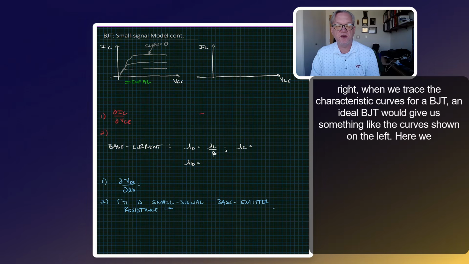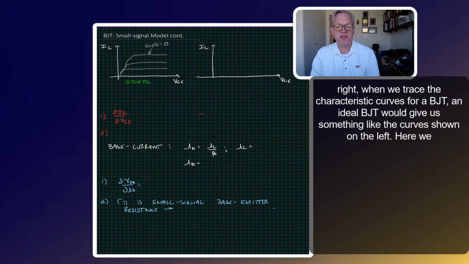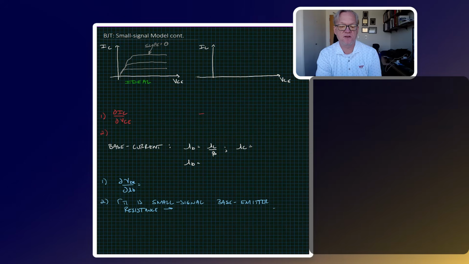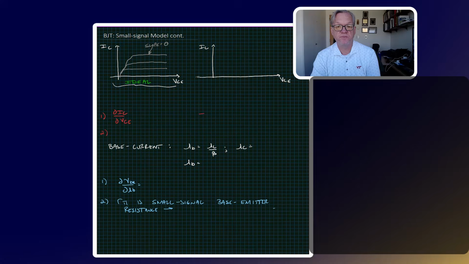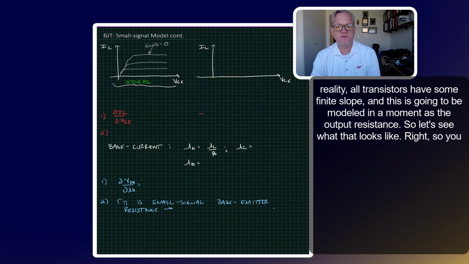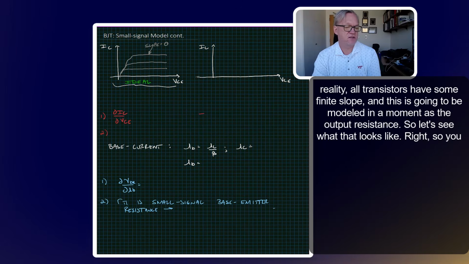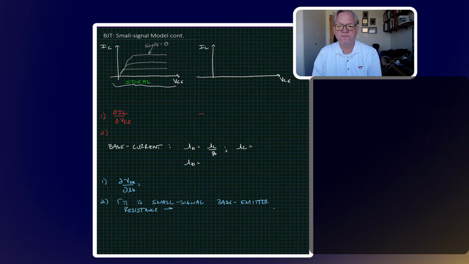All right, when we trace the characteristic curves for a BJT, an ideal BJT would give us something like the curves shown on the left. Here we see that the slope of the characteristic curve is equal to 0 once the transistor reaches the forward active region. But in reality, all transistors have some finite slope, and this is going to be modeled in a moment as the output resistance. So let's see what that looks like.